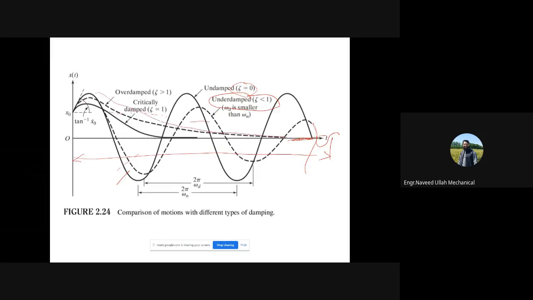ठीक है, तो ये जो है ना आपके पास ये ओवरडैम्प्ड सिस्टम है. And critically damped system आपके पास क्या होगा, you have actually that initial disturbance, and you can see that it regained its original position or the equilibrium in minimum interval of time. So इसको जो है ना हम कहते हैं critically damped system. ठीक है, तो ये जो है ना comparison of motion with different types of damping है, इसको जो है ना फिर आप देख सकते हैं.